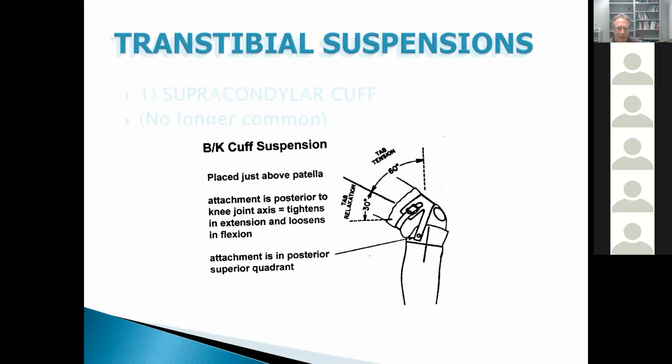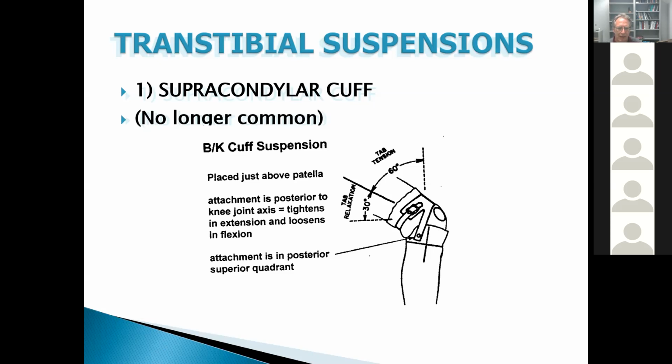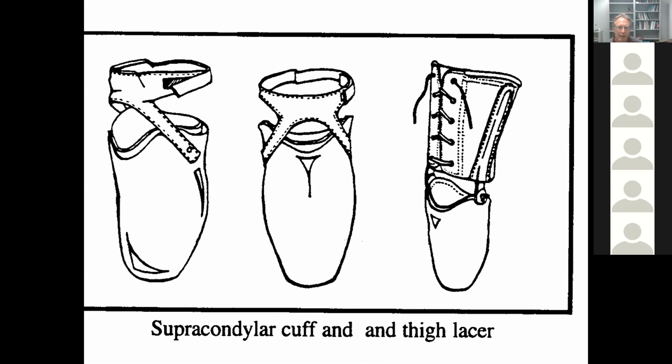Okay, so when I was a new physical therapist, the most common type of suspension was a supracondylar cuff, which you see here. This is a leather strap that goes over the condyles and over the knee, and then down to the medial and lateral brim of the socket. That's no longer very common. This one over on the right is a thigh lacer, and that's quite uncommon.